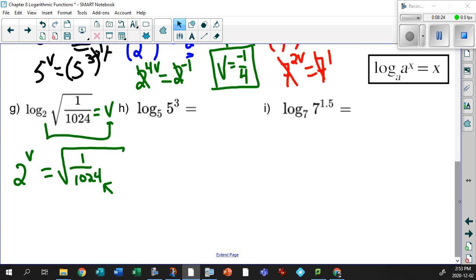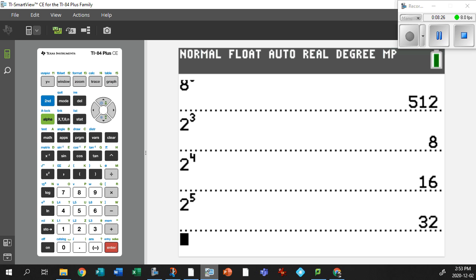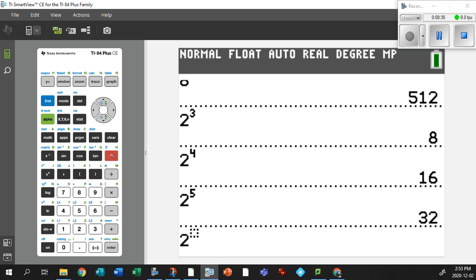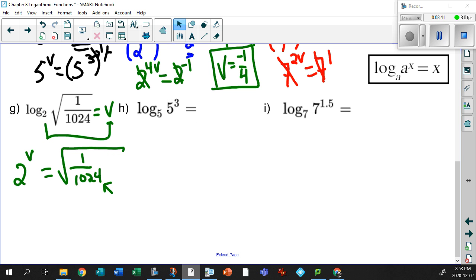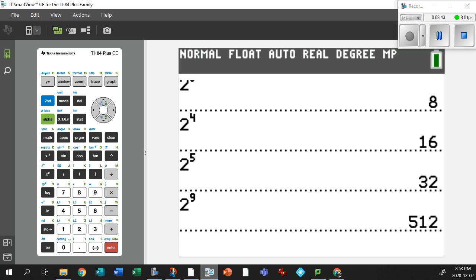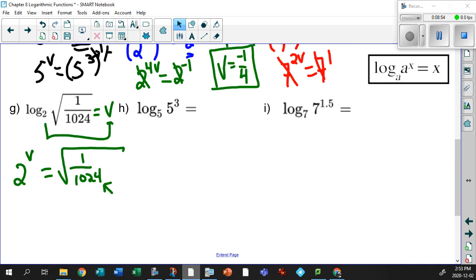Let's look at that 1024. Okay? I don't know 2 to the power of what, but I know 2 to the power of 5 is 32. I'm going to start guessing big here. I'm going to go 2 to the power of 9. 512. Still, I'm close to 1024, but I'm not there yet. Okay, let's go 2 to the power of 10 now. There it is, 1024. This becomes really, really easy.